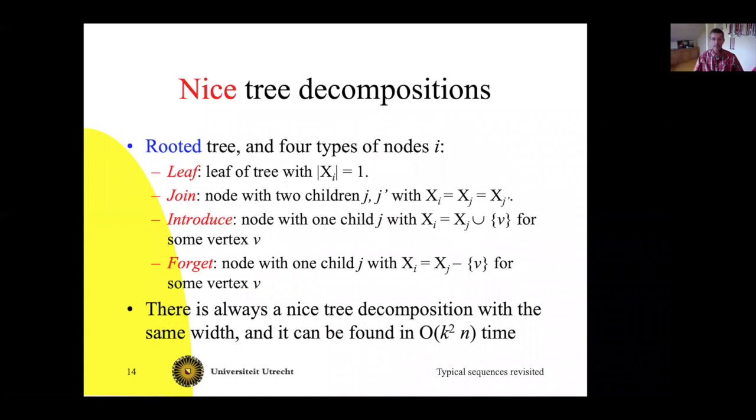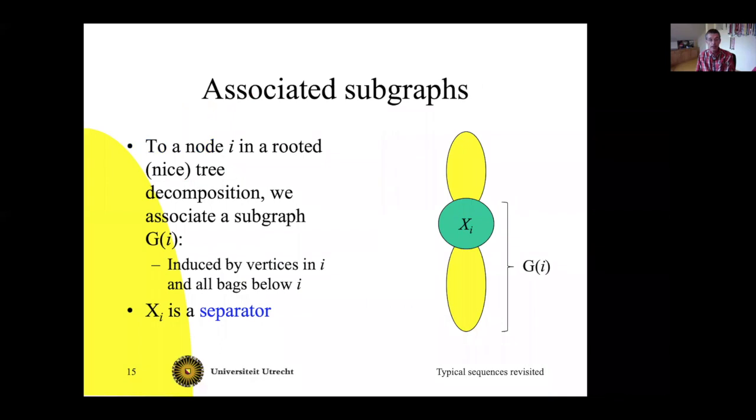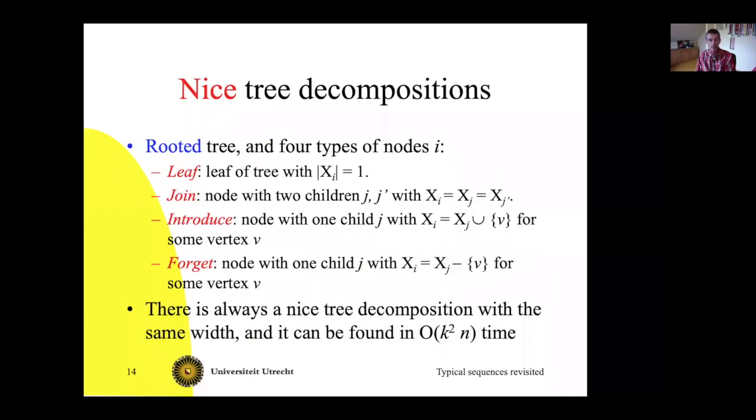It helps you to give easier descriptions of dynamic programming algorithms using these tree decompositions. In a nice tree decomposition, the tree is rooted, and we have basically 4 types of nodes: a leaf, a join, introduce, and forget. You can also show there's always a nice tree decomposition with the same width, and you can find that in some polynomial in the width times the number of vertices time. So let me go through these 4 types later.